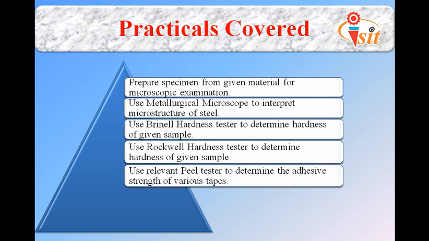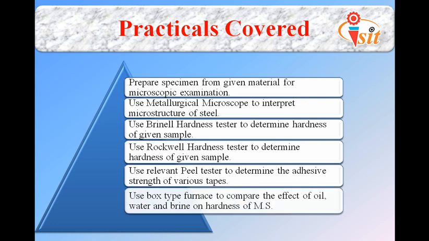Next, use the relevant peel tester to determine the adhesive strength of various tapes. See, if we have any tape, it may be an electric tape, it may be any kind of tape. Every tape has its adhesive strength. If we stick it to any material, it has some adhesion to that material. That adhesive force, or that adhesive strength, can be calculated by a peel tester. So you can see that in the practicals.